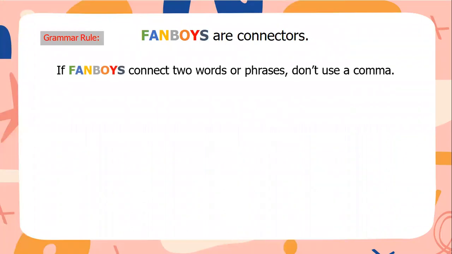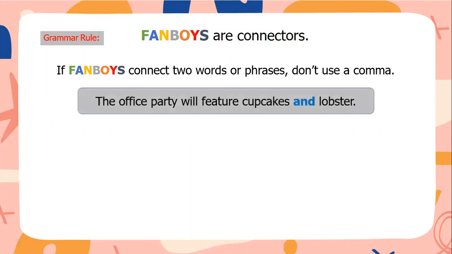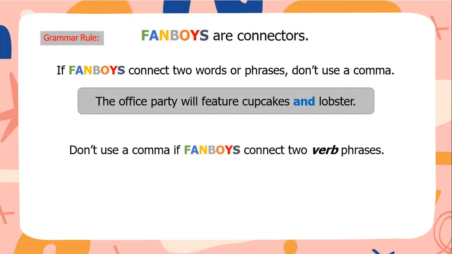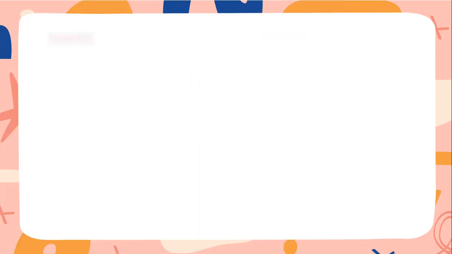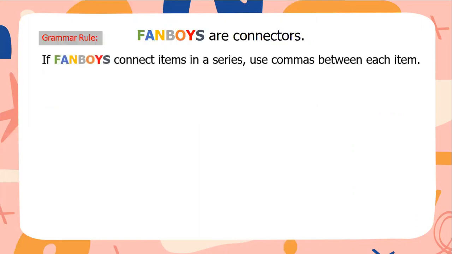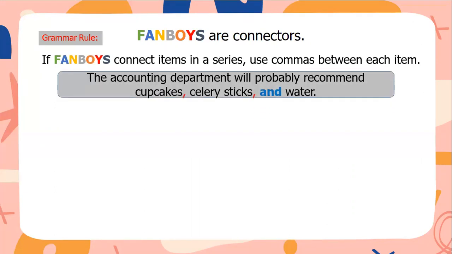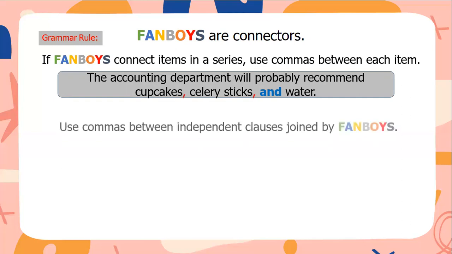Fanboys are connectors. If fanboys connect two words or phrases, don't use a comma. Example, the office party will feature cupcakes and lobster. Don't use a comma if fanboys connect two verb phrases. We can either order lobster or stay within our budget. If fanboys connect items in a series, use commas between each item. The accounting department will probably recommend cupcakes, celery sticks, and water.